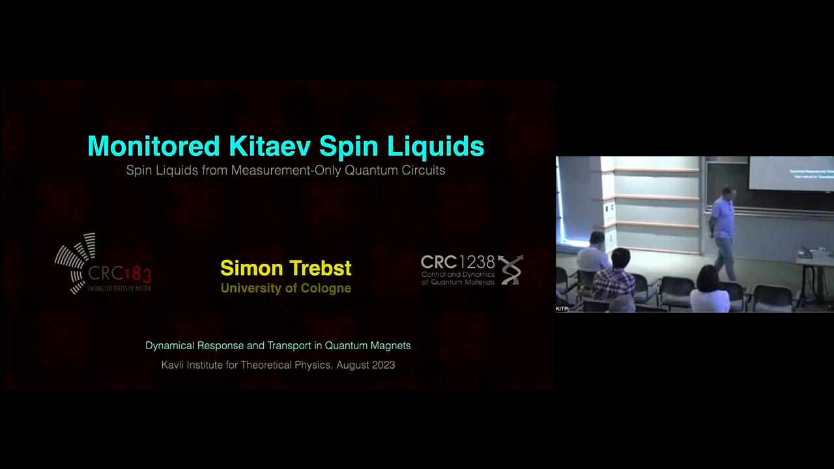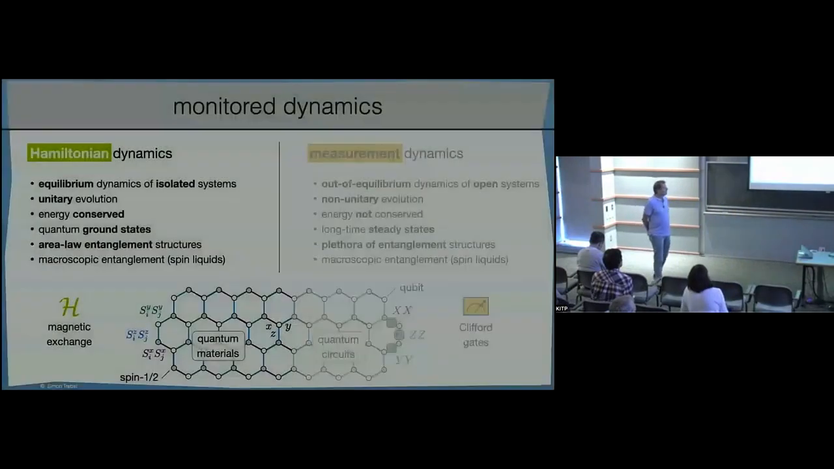I will talk about Kitaev spin liquids, but with a special flavor: monitored Kitaev spin liquids. And let me start introducing this idea of what monitored dynamics is by first saying what it's not.